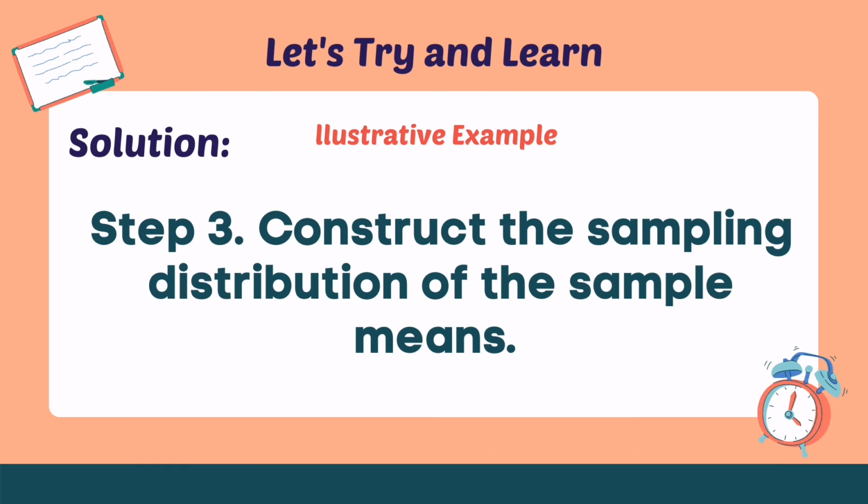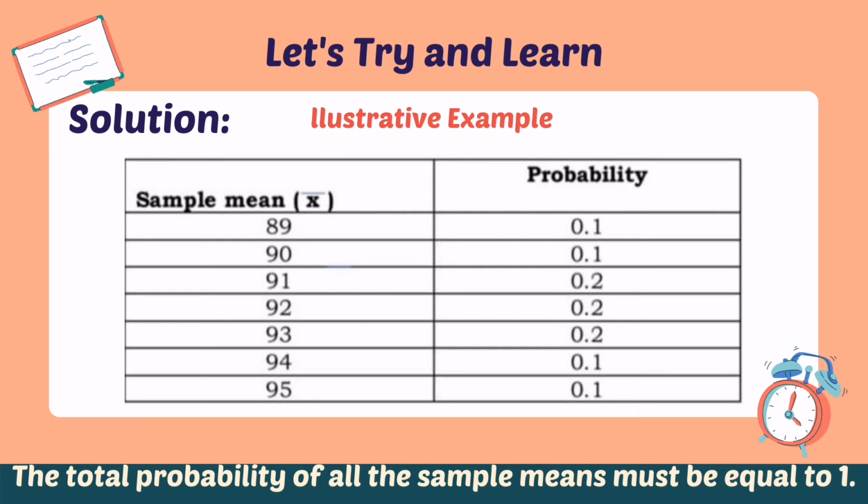So now let's proceed to step number 3. We are going to construct the sampling distribution of the sample means. This is the continuation of your table in step number 2, wherein we have the sample mean column and its probability on another column. Here, you are going to determine how many times each sample mean appeared in the sampling distribution table. As you can observe, 89, 90, 94, and 95 appeared only once in the distribution table, wherein its probability is equal to 1 over 10, meaning it only appeared once in the 10 observations.